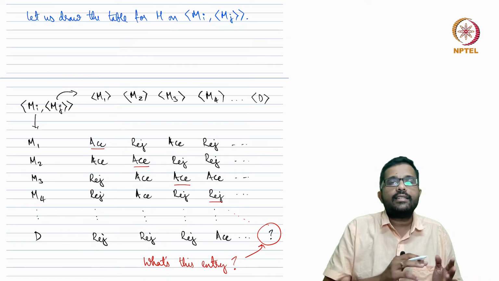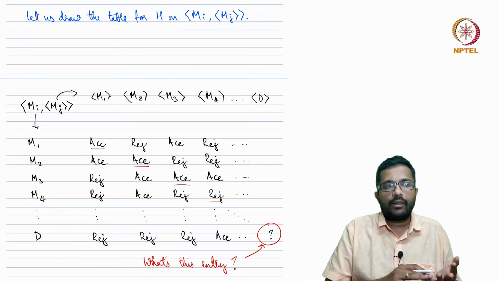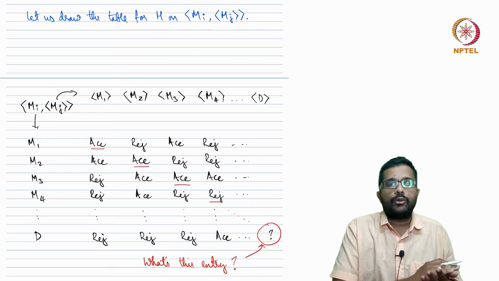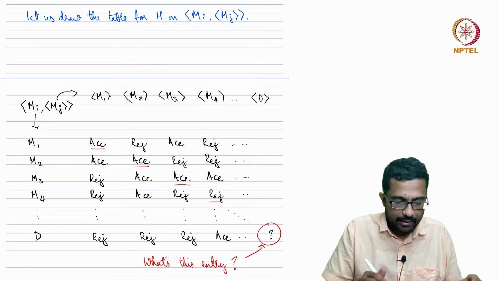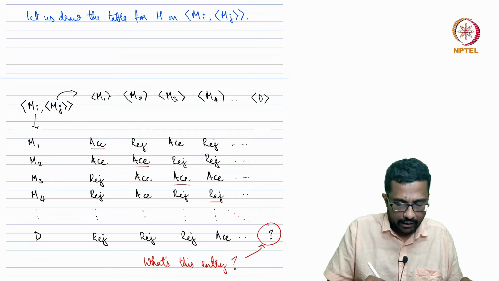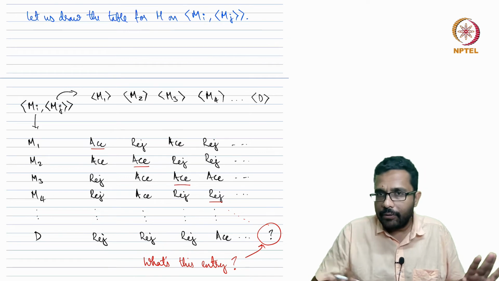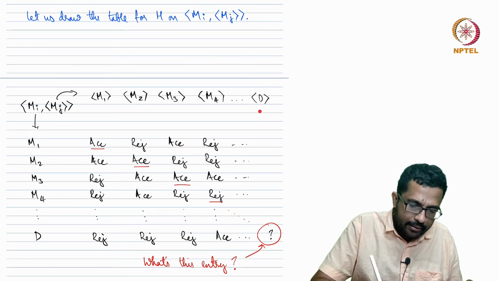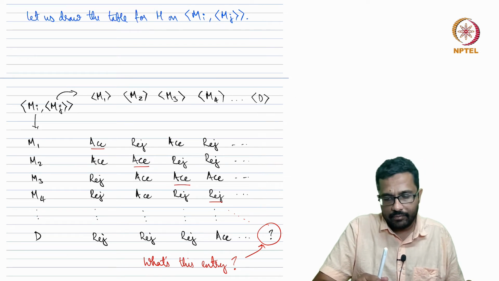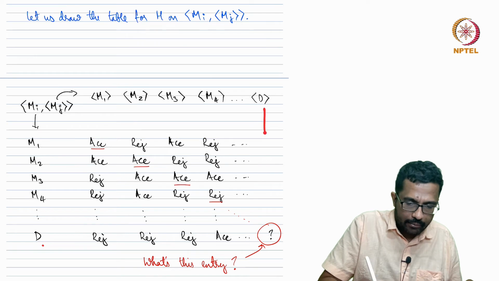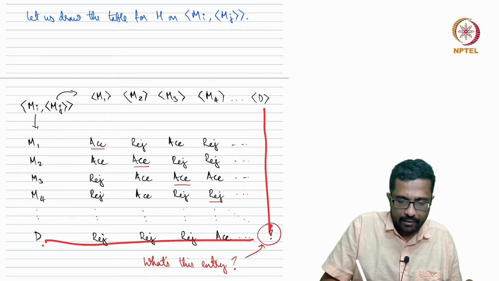Because D is supposed to do the opposite of whatever M is supposed to do on M, right? So basically D is supposed to be flipping this diagonal, which is what we have here. Again, so far it's fine, till you realize that D also appears as a column, right? So now the dth row and the dth column, when you coincide, now what happens?